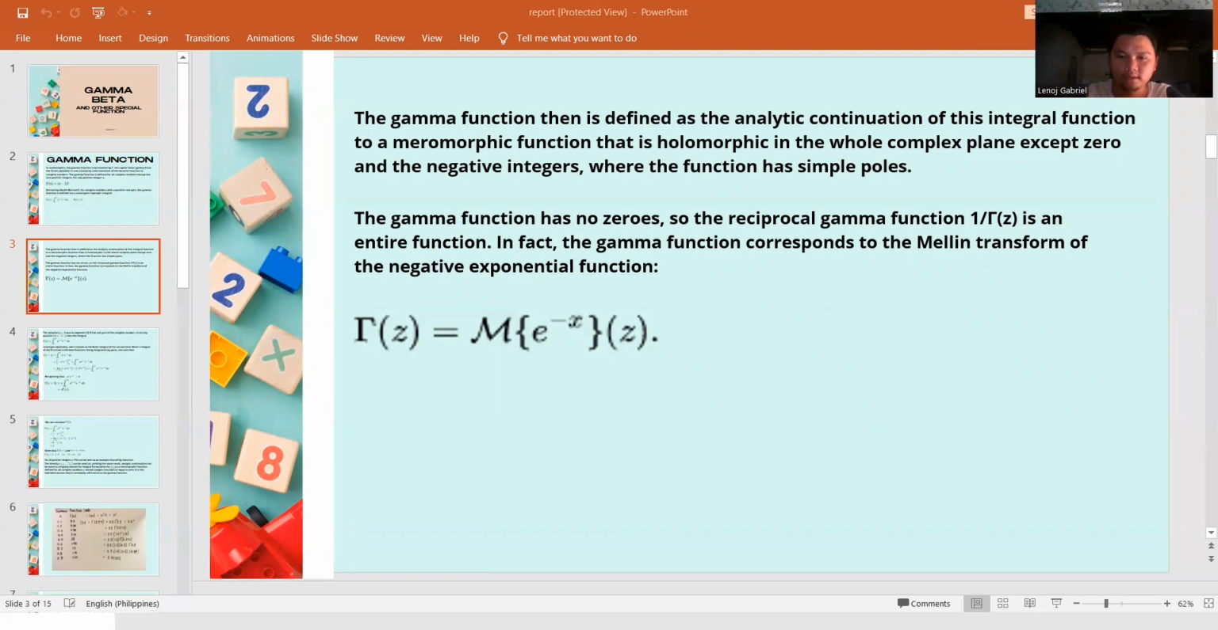So we get infinity times 1 is equal to 0, minus 0 times e raised to x is 1. Negative times negative 1 is equal to 1. So now, we prove that the gamma function has no zeros.